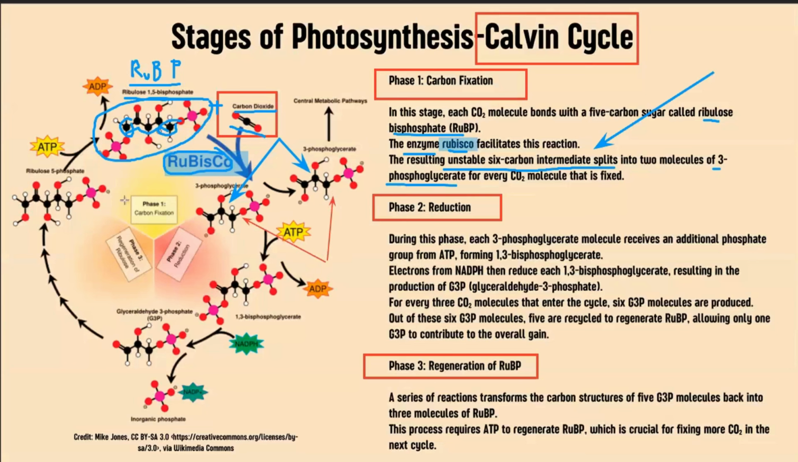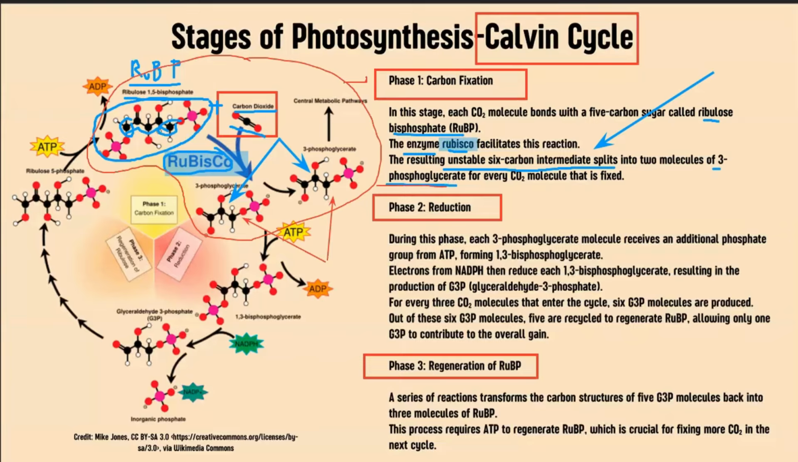So this whole process from here to here is your first step of carbon fixation. So that's your first step. This is where carbon enters into the cycle, and then for every 1 carbon, to reiterate, you get 3-phosphoglycerate. And you get 2 of these 3-phosphoglycerates.